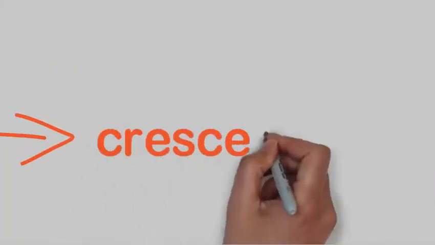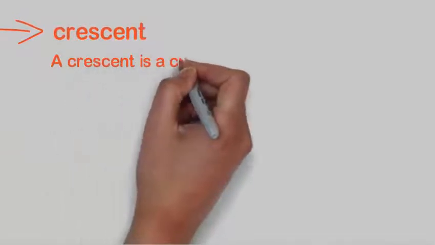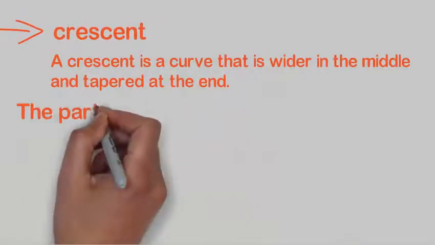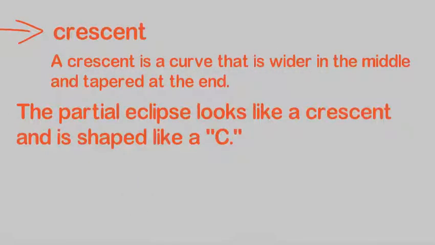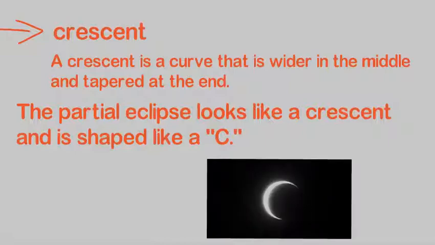Our next word is crescent. A crescent is a curve that is wider in the middle and tapered at the end. So the partial eclipse looks like a crescent and is shaped like a C. So basically, a crescent is shaped like a C.